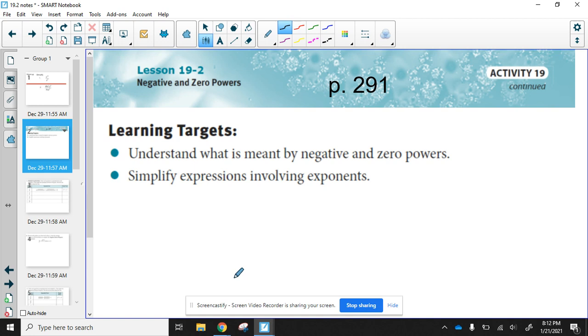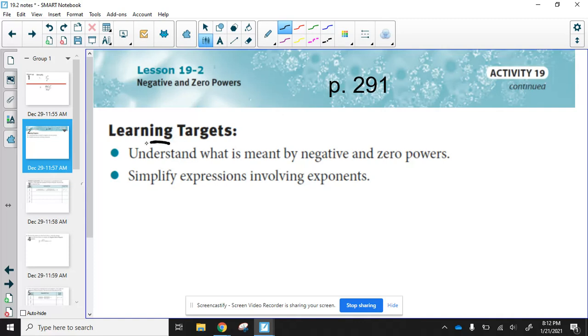So today we are moving on in chapter 19 to section 2. On Tuesday we looked at multiplication of numbers with exponents. That means we added them, and division means when we divide, we are subtracting these exponents. But today we're looking at when we have negative and zero powers as exponents.